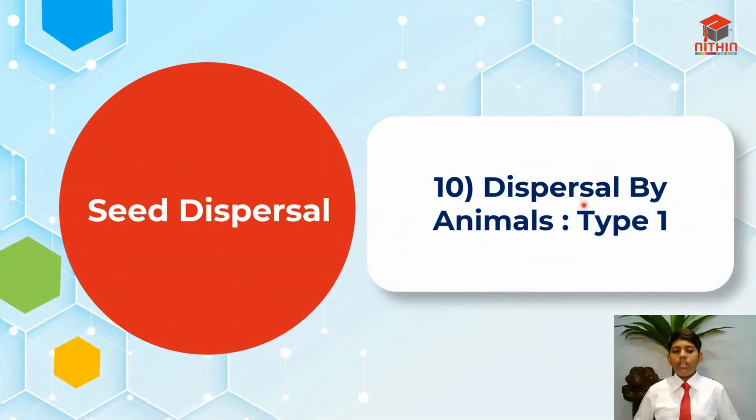Okay, for animals, there are two types of dispersal method, like I said. One is for the indigestible seeds and another is for the hook-like structure. So let's take a look at type 1.